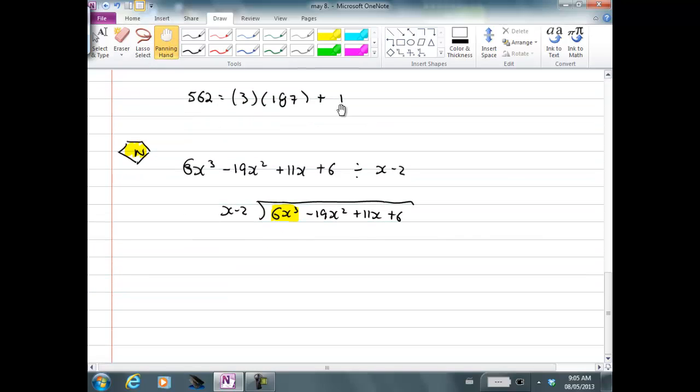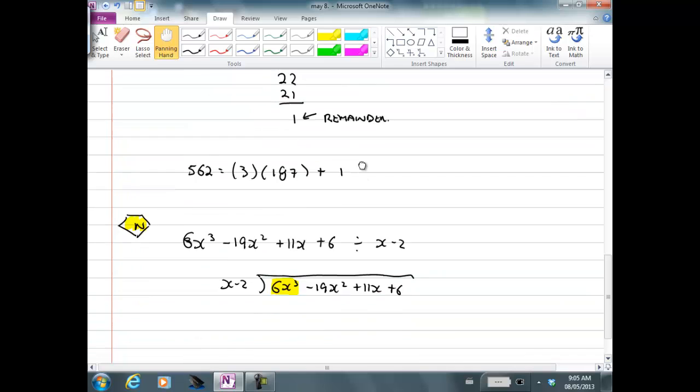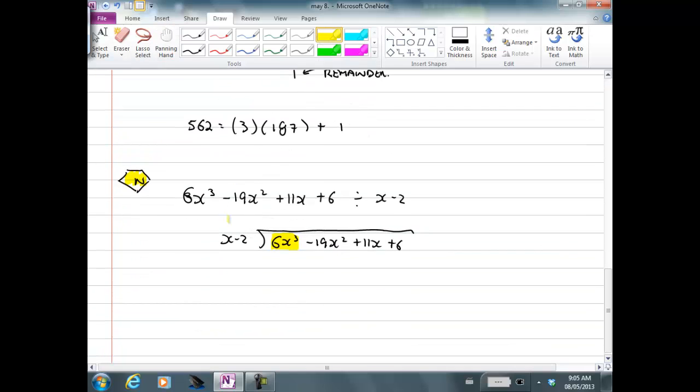In long division, I tried to match up my divisor with the first term, which is 5. Now, I'm going to try to match my divisor. I'm going to highlight that x. I want to match up to exactly 6x cubed. So if I want to match up, I have to multiply this by something to get 6x cubed. Tanvir, what should I multiply x by to get 6x cubed?